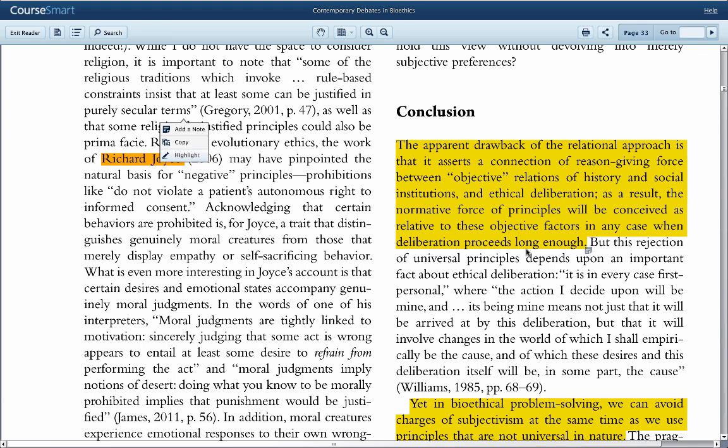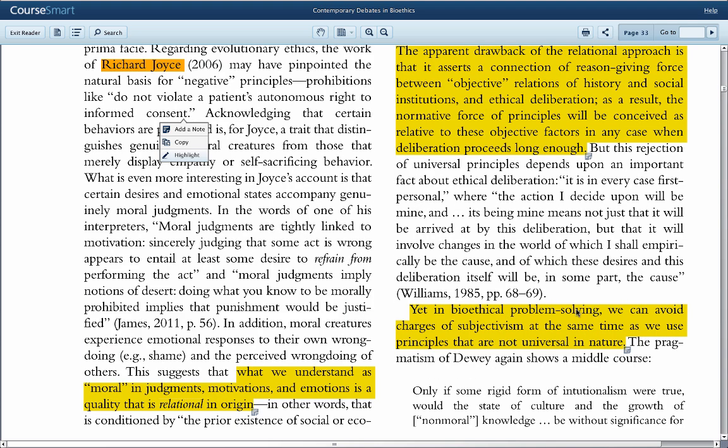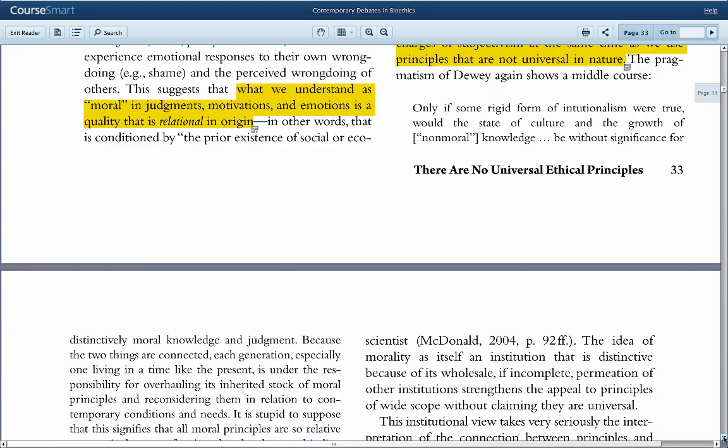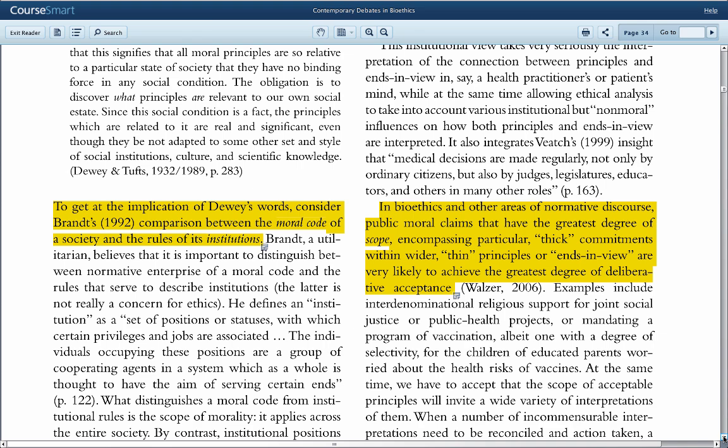All right? He says, yet in bioethical problem solving, we can avoid charges of subjectivism at the same time as we use principles that are not universal in nature. So he doesn't think this is a disaster for bioethics. He still thinks there are principles even if they're not universal.